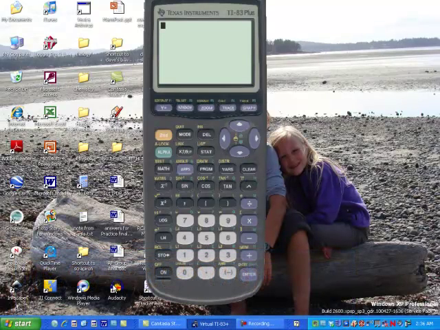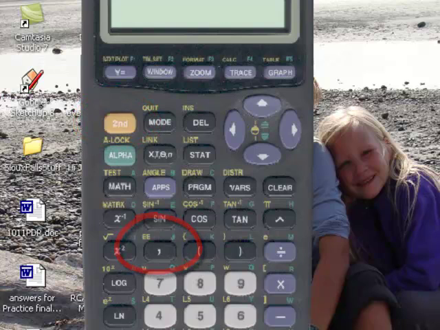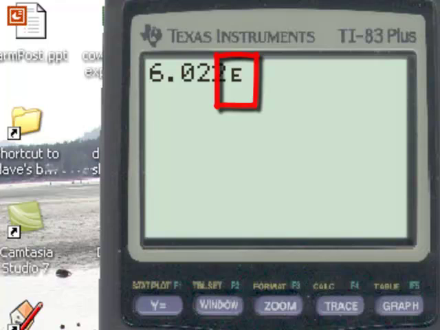So let's start out here with a clear screen by just entering the mantissa. I enter this like it's a normal number, 6.022. But then instead of hitting times or 10 or raised to the or anything like that, I'll just go up to my second function and then I'll hit my comma button. You can see what that puts up on the screen here is an E. That E stands for times 10 to the. I don't have to push times or 10 or anything like that.